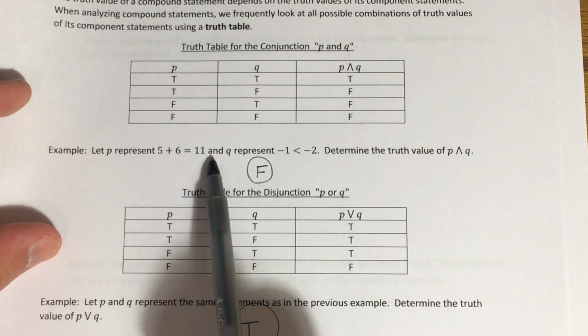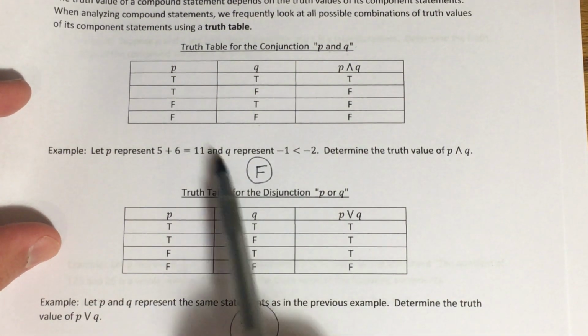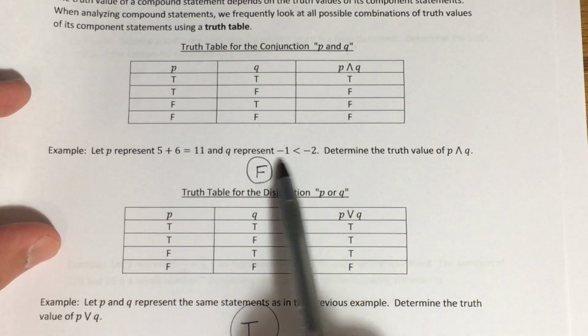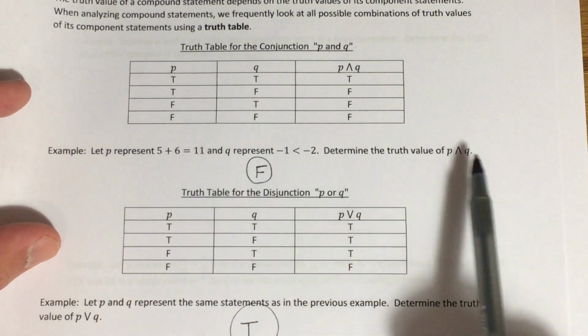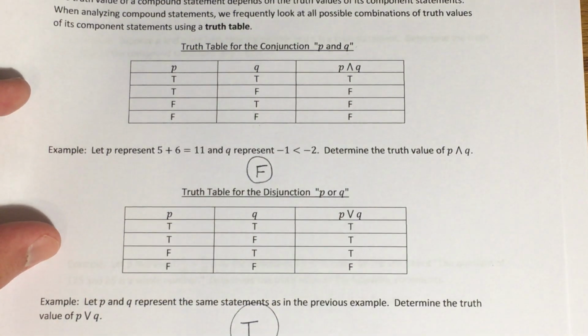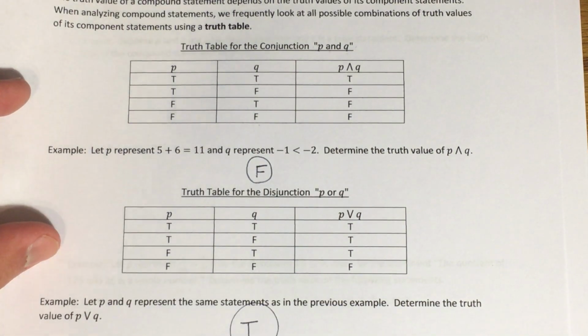But in the example below it, we were given a specific statement for P and a specific statement for Q, for which we could determine their truth values. One was true, one was false. That meant to determine the truth value of P and Q, we only needed one of those 4 rows in that truth table, meaning the other 3 rows were unnecessary to solve this one problem.